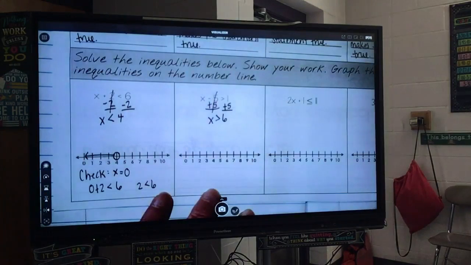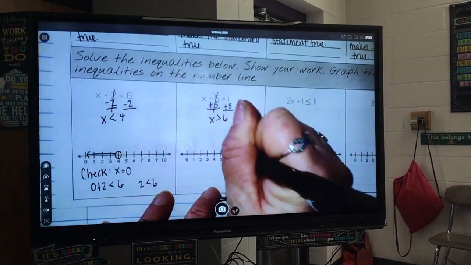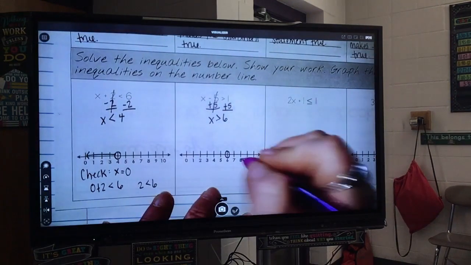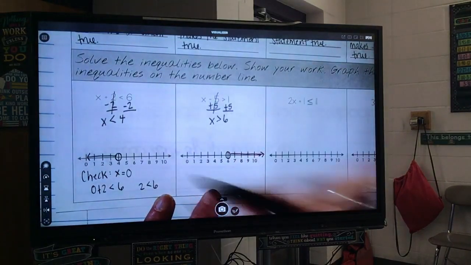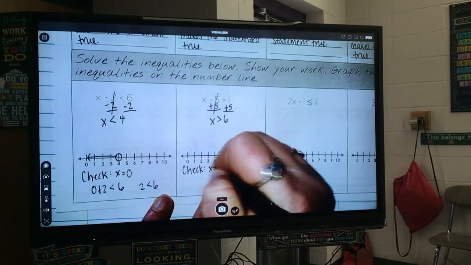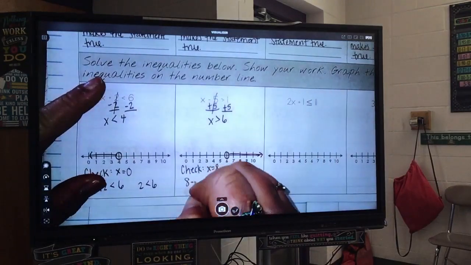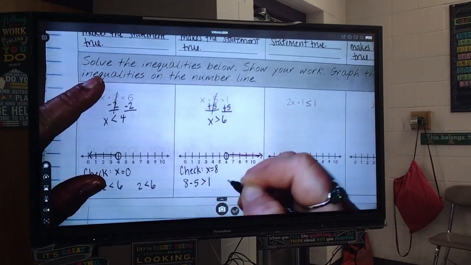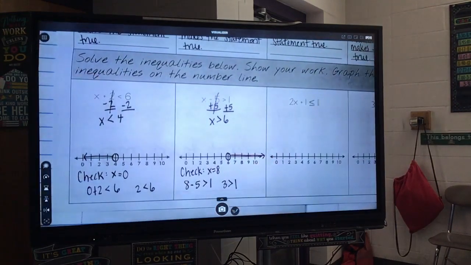Perfect. All right, so Michaela, I'm going to put my circle on 6. Is this going to be open or closed? Open. And is it going to the right or to the left? Right. And give me a number to plug in to check. Michaela said that x equals 8. So I'm going to do 8 minus 5 is greater than 1. 8 minus 5 is 3, which is greater than 1. So that is a true statement.